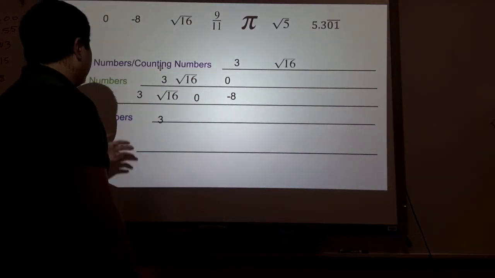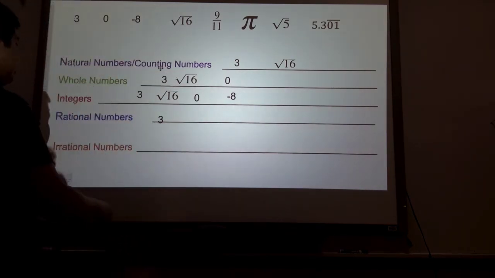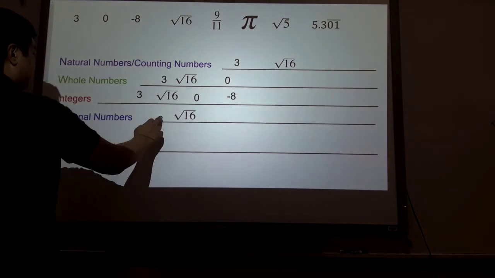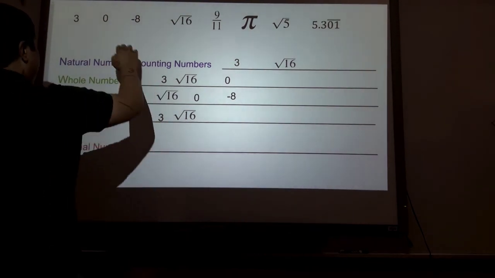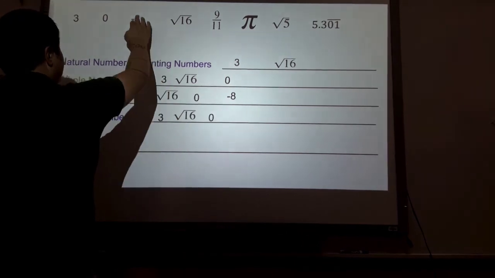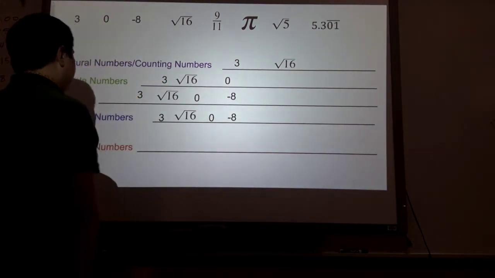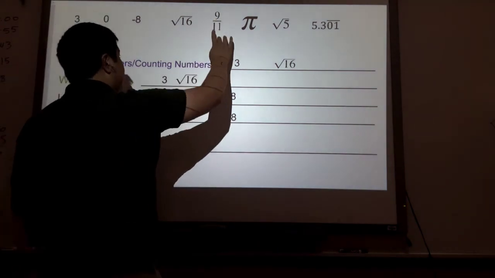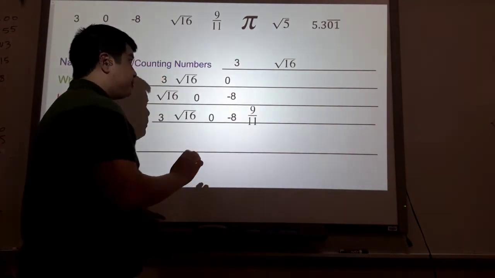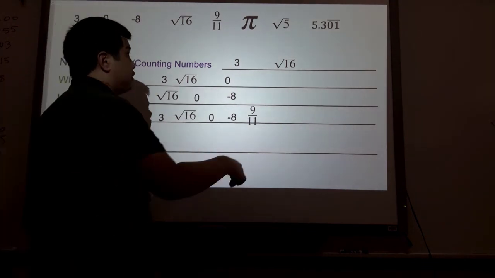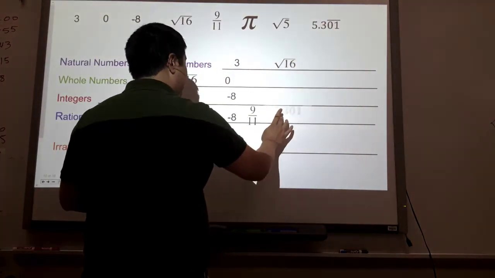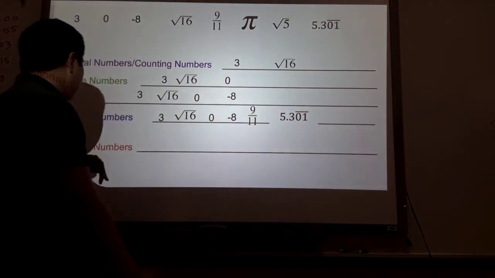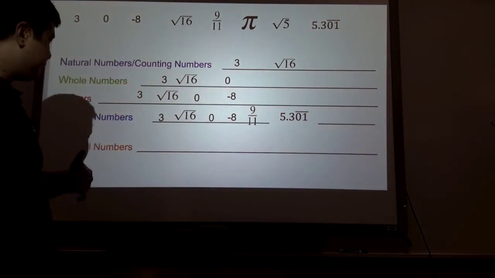And we are back. So we're going to bring down any number again that is an integer into the rational number category, because anything that is an integer is also a rational number, including 0 and negative 8. Okay. And we're also then going to look for numbers that are represented by fractions, so 9 elevenths, and also any numbers that are repeating decimals, so 5.301 with 0, 1 repeating, are all going to be rational numbers.